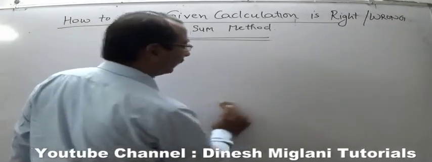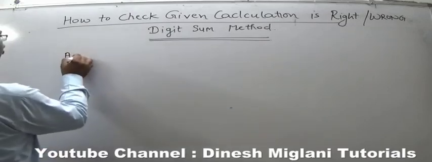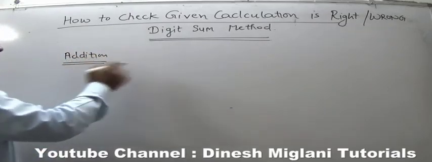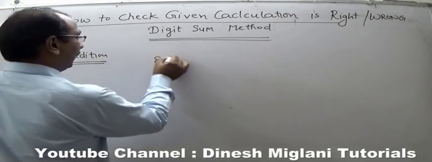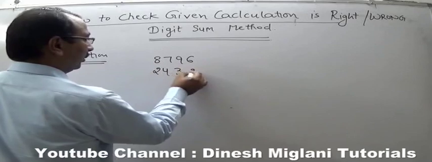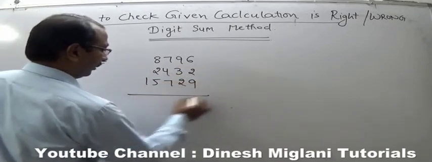First of all, let us start with addition. For example, suppose we have to add some numbers: 8796, 2432, and 15729. We have to add all these three.